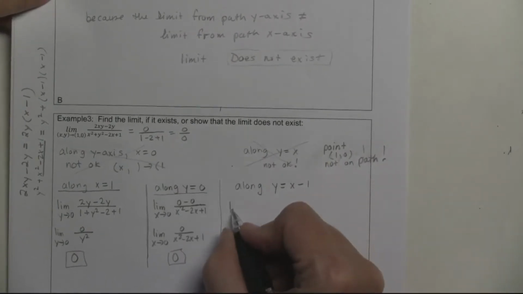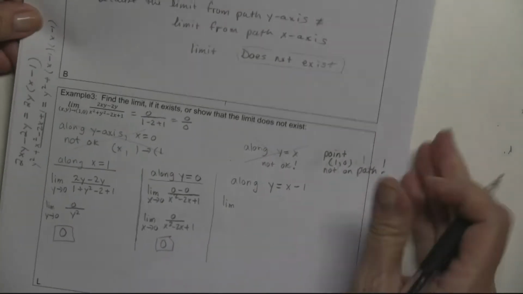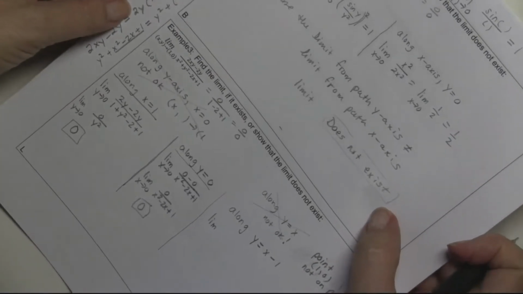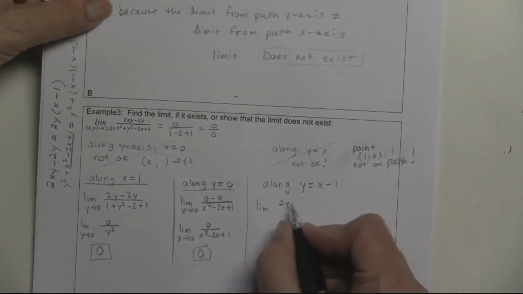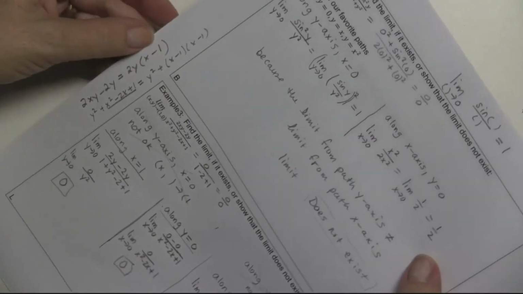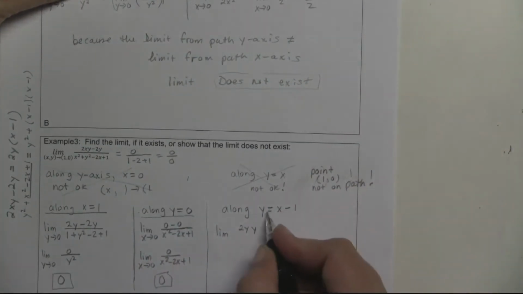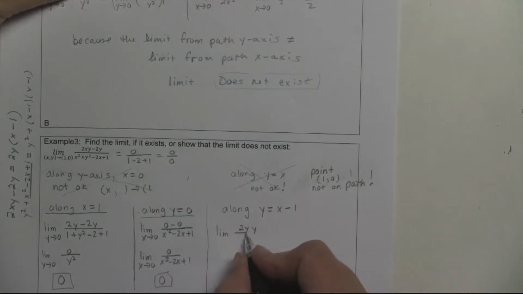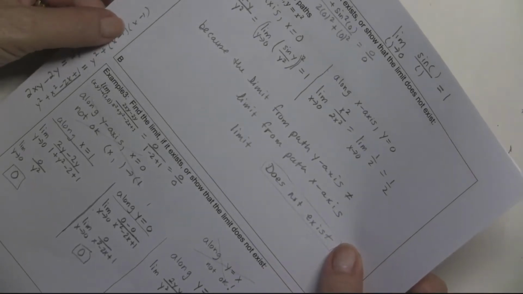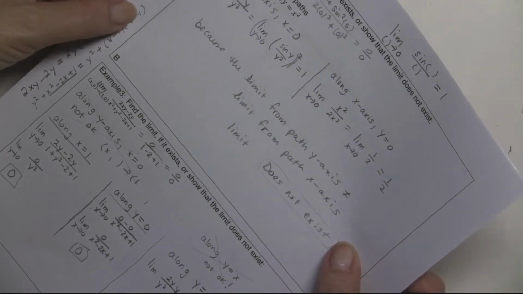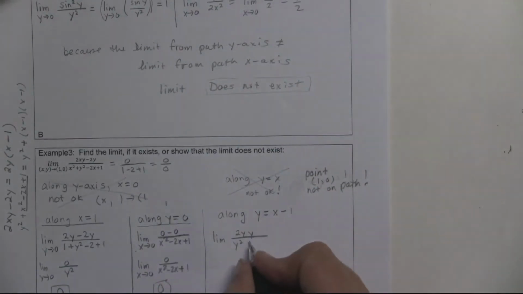So I said the limit, and I factored the numerator, right? And where I see x minus 1, I'm going to replace it with y. So this is going to be 2y, and then I had x minus 1, so I'm going to replace that with y because that's what I'm letting y be. And in the denominator, I had y squared, right? And then y squared, and then I had y times y, so plus y times y.